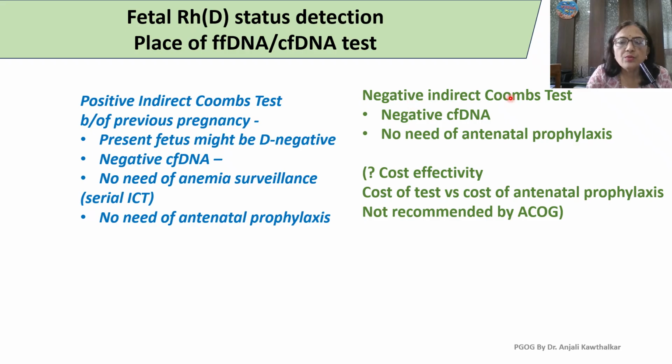If there is a negative indirect Coombs test, and if the cell-free fetal DNA also turns out to be negative, there is no need of antenatal prophylaxis. But cost effectivity here is an issue: cost of this test versus cost of antenatal prophylaxis. Antenatal prophylaxis is cheaper as compared to this cell-free fetal DNA testing, and so at present it is not recommended by ACOG guideline. There is a difference between the ACOG and NICE guidelines on this point, whether to proceed with the cell-free fetal DNA or not if it is a negative indirect Coombs test. On this point, there is a difference of opinion in the guidelines at present.